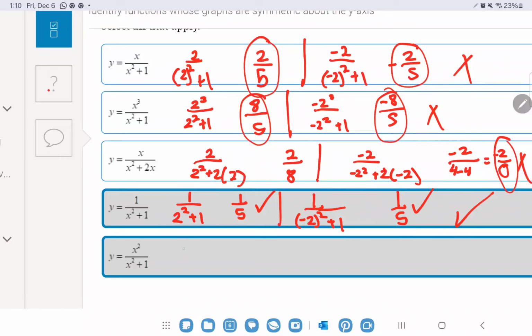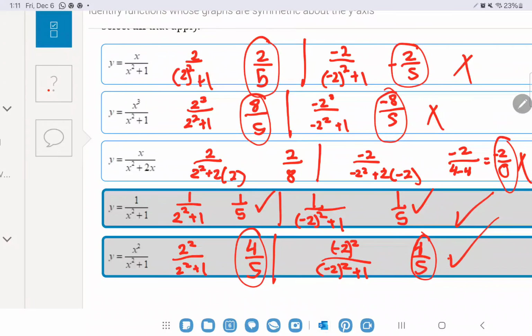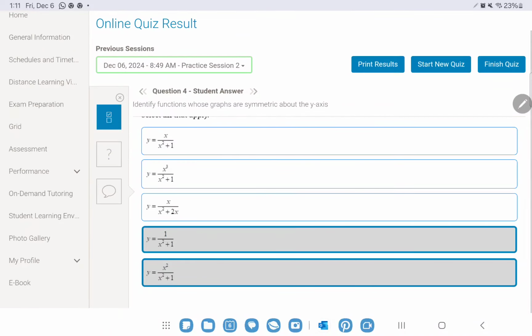Let's try this one. 2 squared over 2 squared plus 1. So 4 over 5. Let's try with negative. So negative 2 squared over negative 2 squared plus 1. You get 4 over 5. You got the same answer twice. Then your answer is even. Your function is even. Your answer is correct. You choose it. Now let's move on.